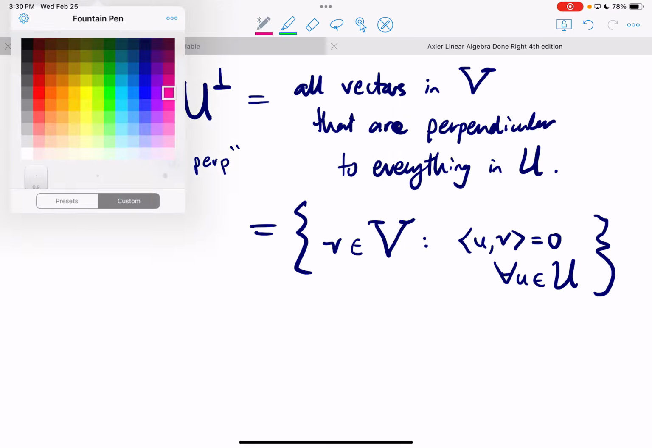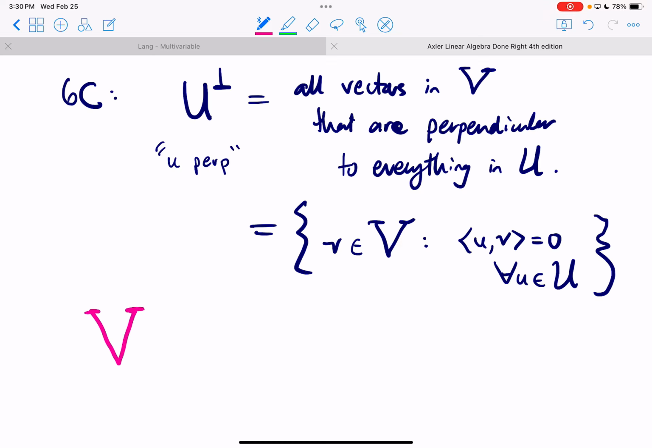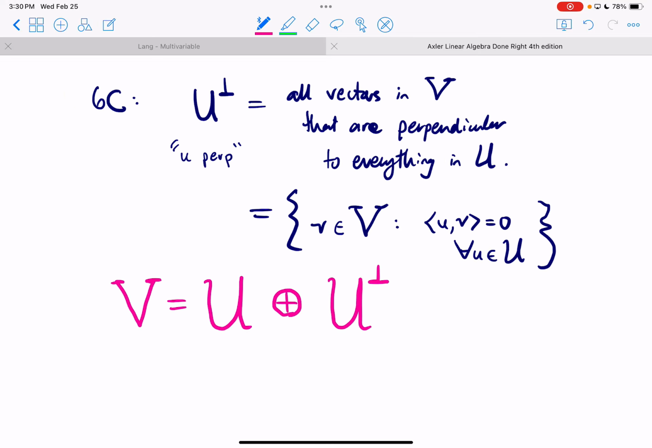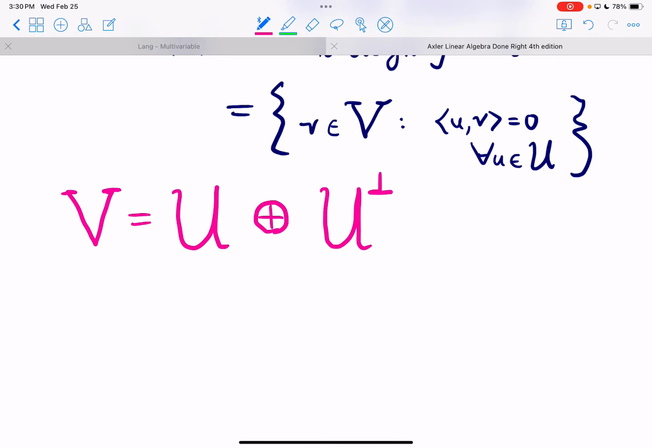And then the most important use of this set will be that we can now break up the entire space V into a piece of U and the other piece is U perp. And this works if V is finite dimensional. Okay? I think. I can't remember. So how do we prove this? Theorem.